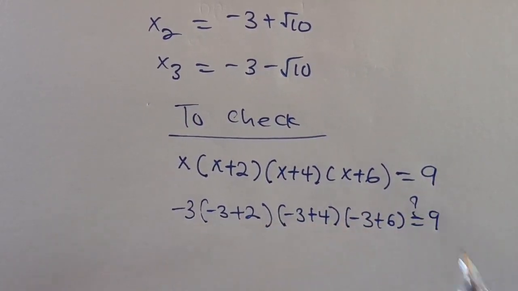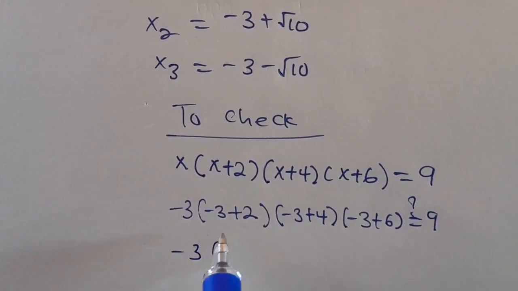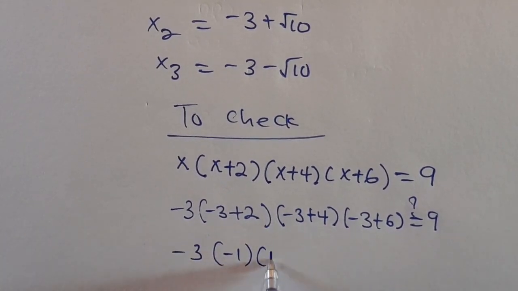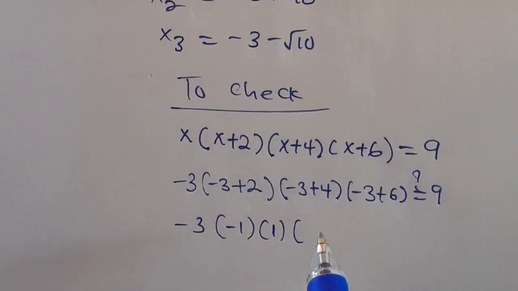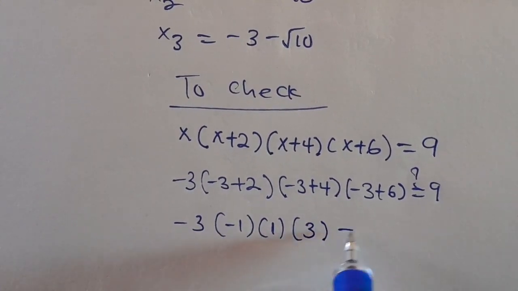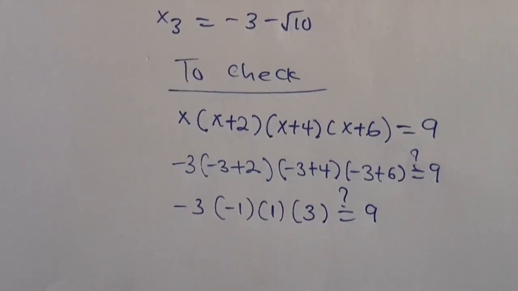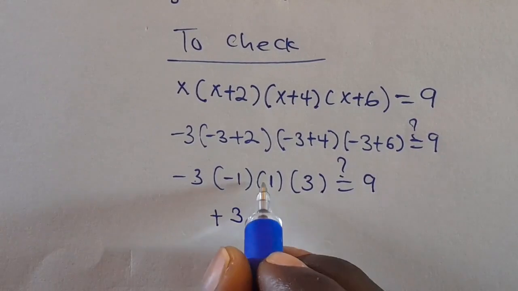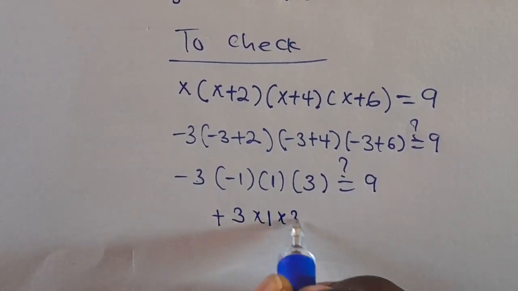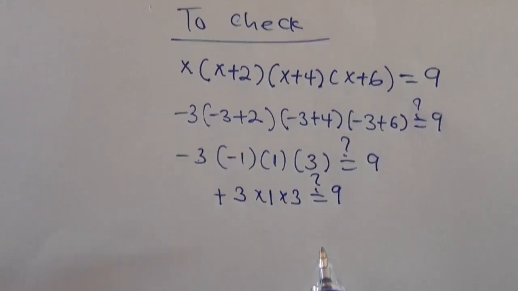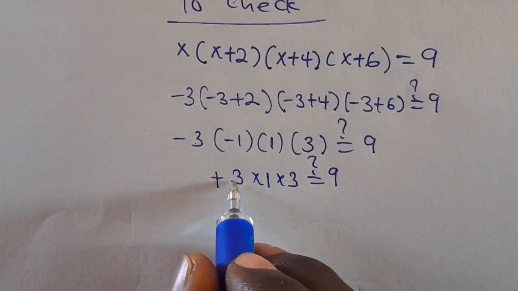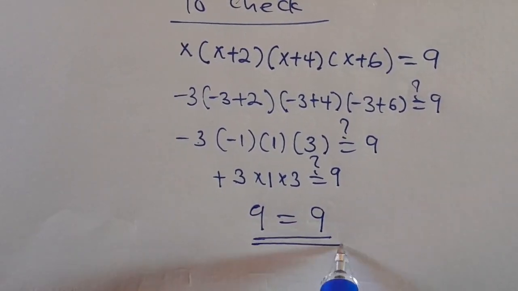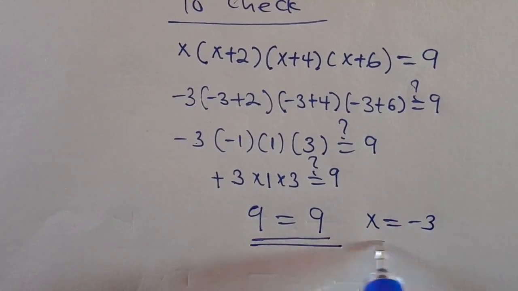Then are they going to give us 9? We have minus 3 here, this one gives minus 1, this gives 1, and this gives 3. Then are they going to give us 9? Minus times minus will be plus, 3 times 1 will be 3, times 1 times 3. Then everything equals 3 times 3, which is 9 equals 9. So this is true for the value of x equals minus 3.